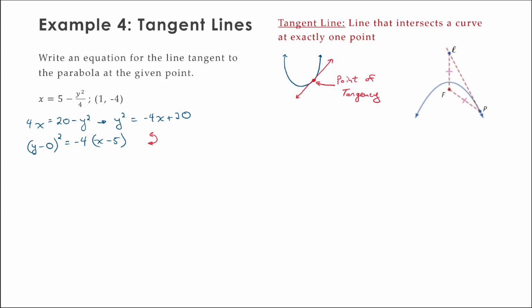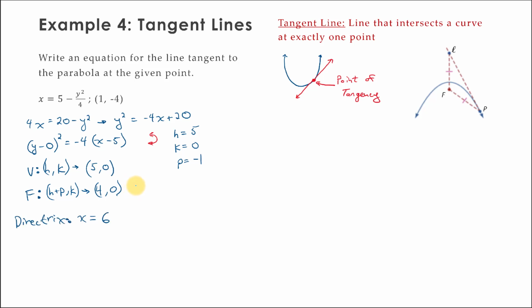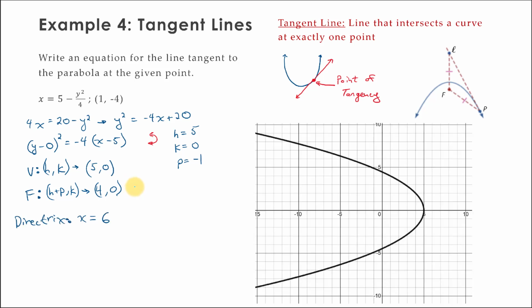All right, so from our equation, we can go ahead and figure out our h, k, and p values, which we've done before. Our vertex and our focus have these specific values based on those h, k, and p. So it's going to be 5, 0, and 4, 0. Our directrix is going to be x equals 6. Okay, so now we can go ahead and start graphing.